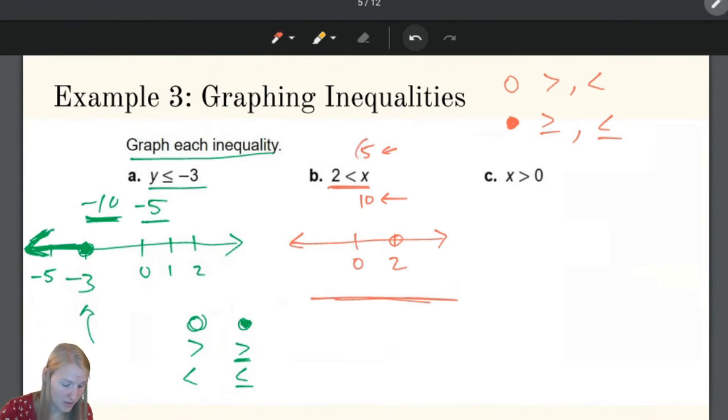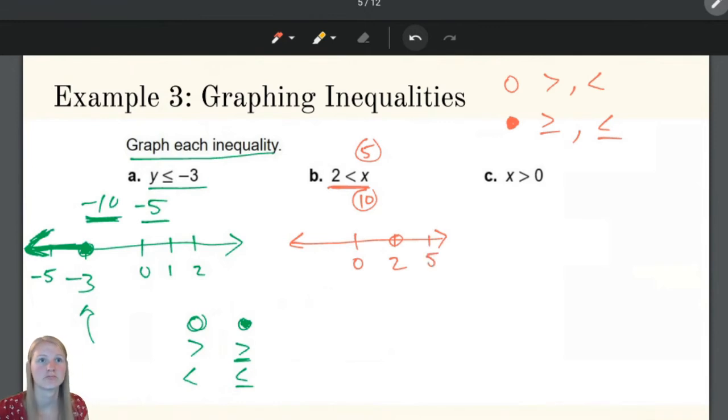So I'm going to point towards 5 and 10. On my number line, 5 and 10 are that way. So I'm going to point my arrow that way. And I'm going to make it nice and bold so that I know exactly which direction we're pointing in.